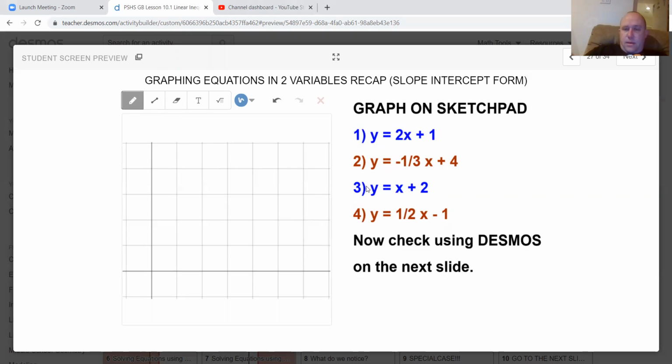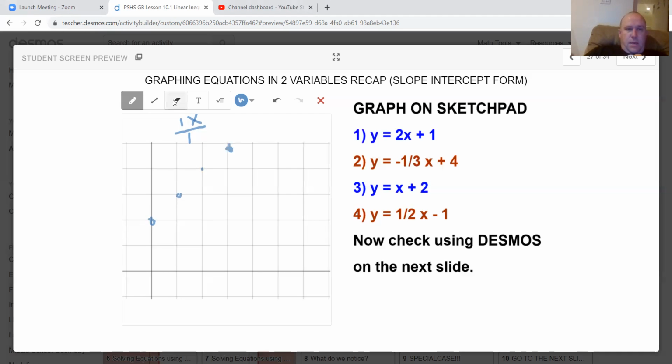Number 3 starts with y equals again. So I'm looking for the number without the x. That's the 2. And x, remember, of course, means 1x. So the slope for this one is actually 1. Much like question 1, this is not a fraction, so make it into a fraction by putting it over 1. So this time this is a positive number, so I rise 1, run 1, rise 1, run 1, rise 1, run 1.